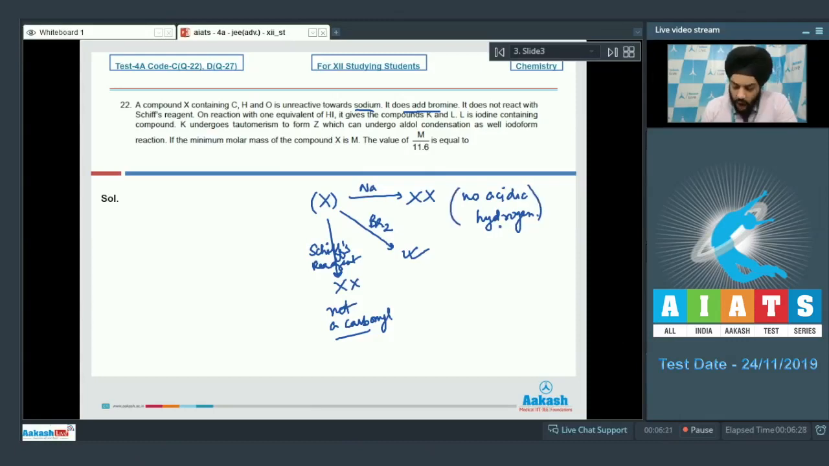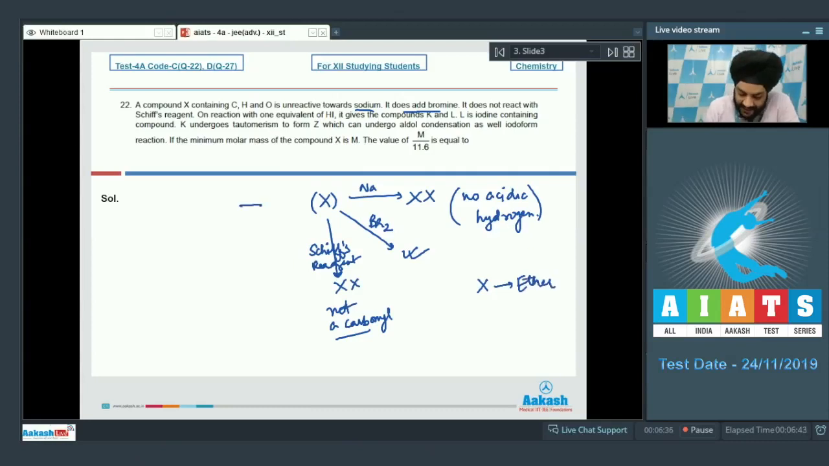Okay. If you talk about the further information which is given to us, students, it tells us that on reaction with one equivalent of HI, it gives the compounds K and L. So students, X compound is most likely going to be an ether. So X is going to be an ether.